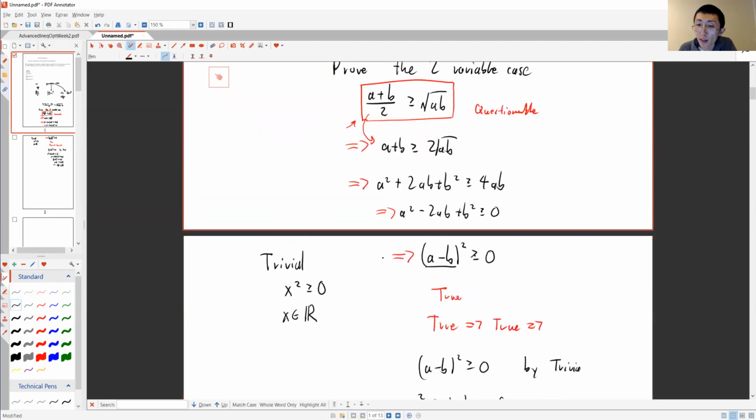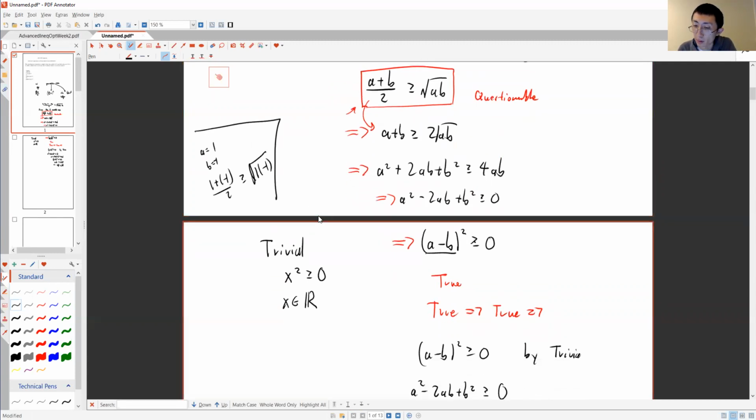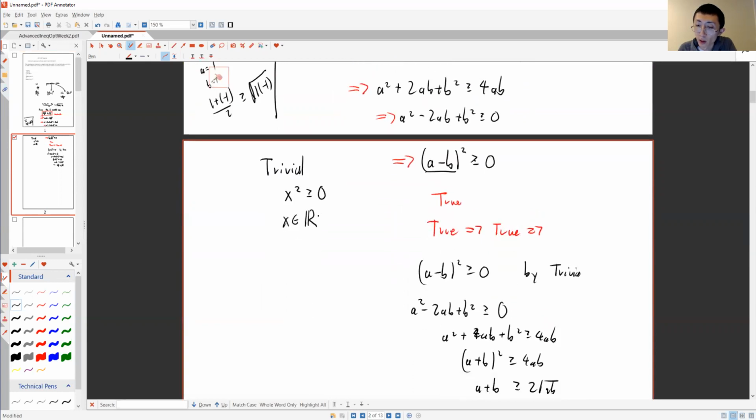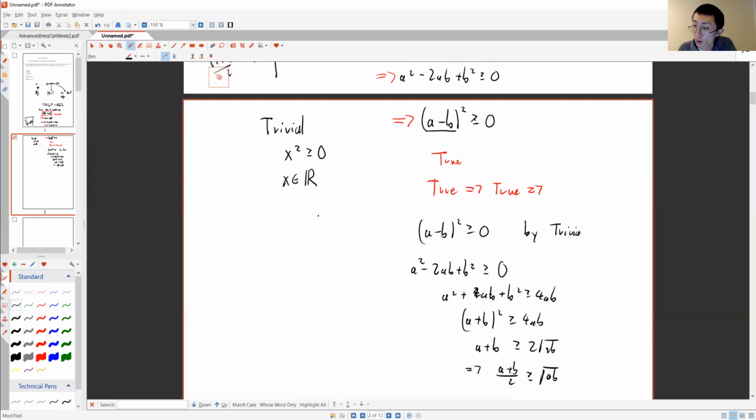For instance, what I mean by that is, if I plugged in A is 1 and B is -1, then this would say 1 plus -1 over 2 is greater than or equal to the square root of -1, which makes no sense since complex numbers are not ordered. You can't put a total ordering on them. So we don't want negative numbers to be in our set of variables.